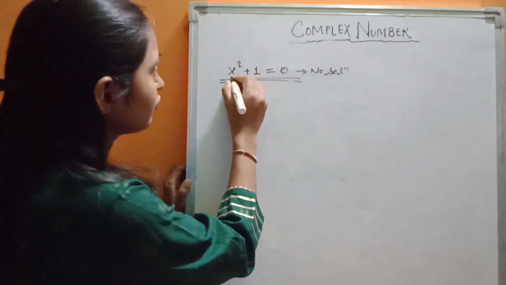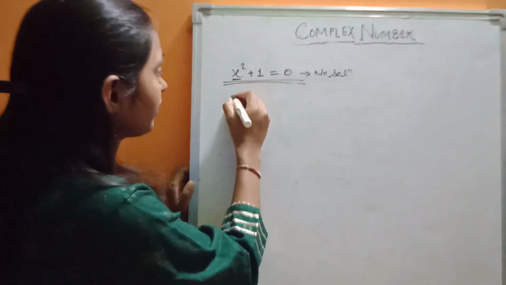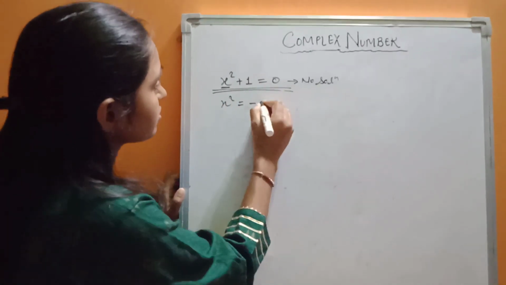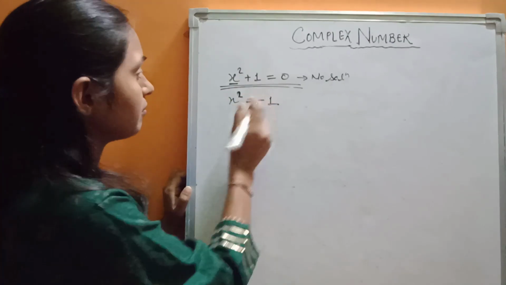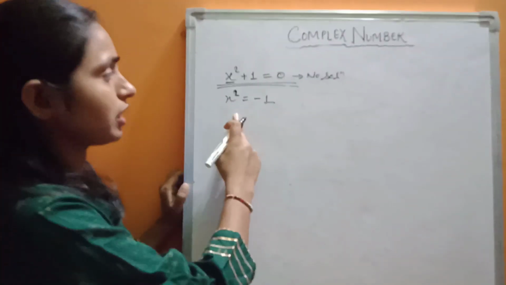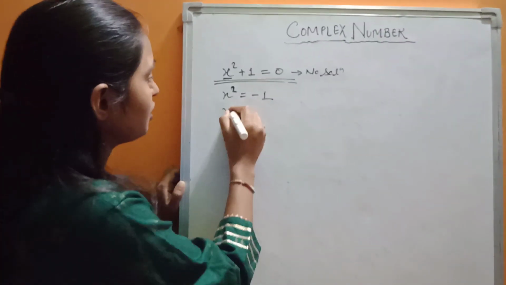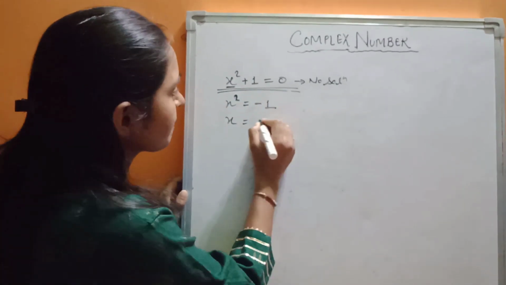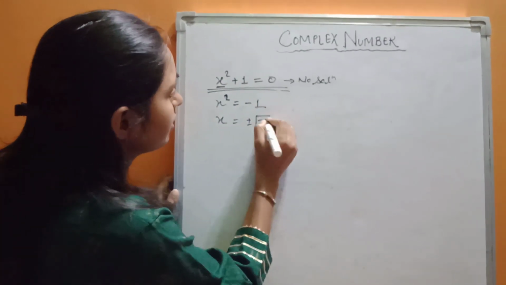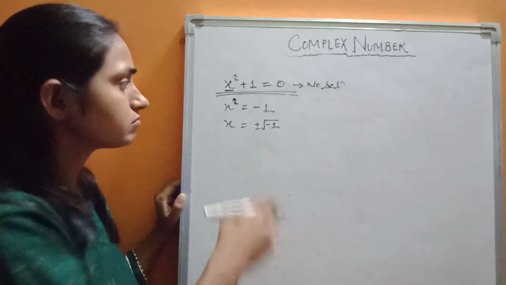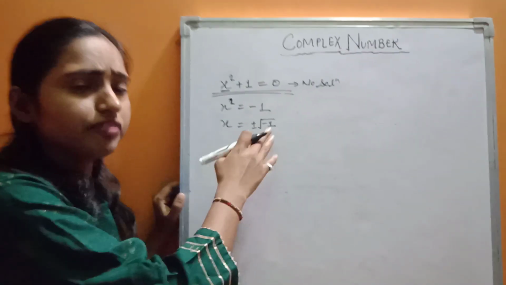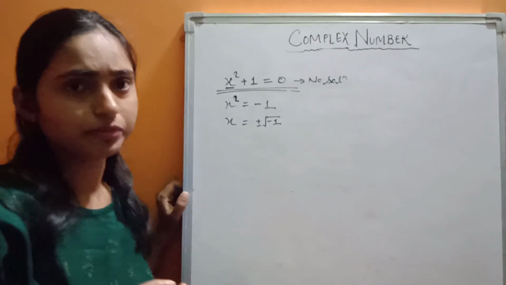If you want to find the value of x, then x square is equal to minus 1, right? You can write this. The square of every number is non-negative, right? So here the value of x is plus minus root minus 1. But a number within a square root must be non-negative, right?